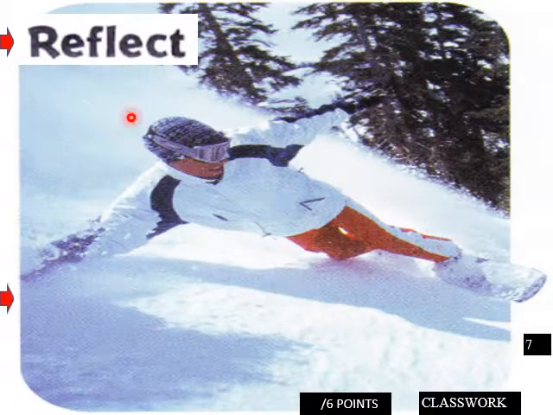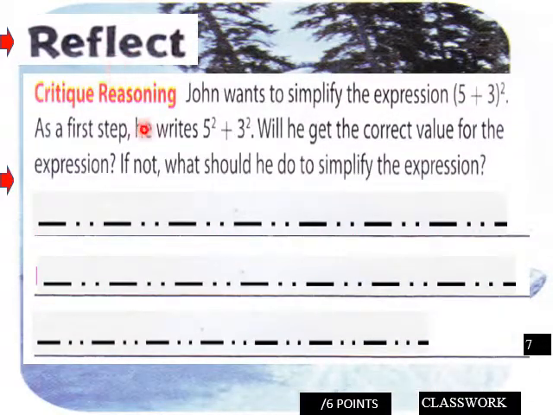All right, into our next reflect slide here. Critique reasoning, or critical reasoning. John wants to simplify the expression 5 plus 3 quantity squared. As a first step, he writes 5 squared plus 3 squared. Will he get the correct value for the expression? If not, what should he do to simplify the expression?